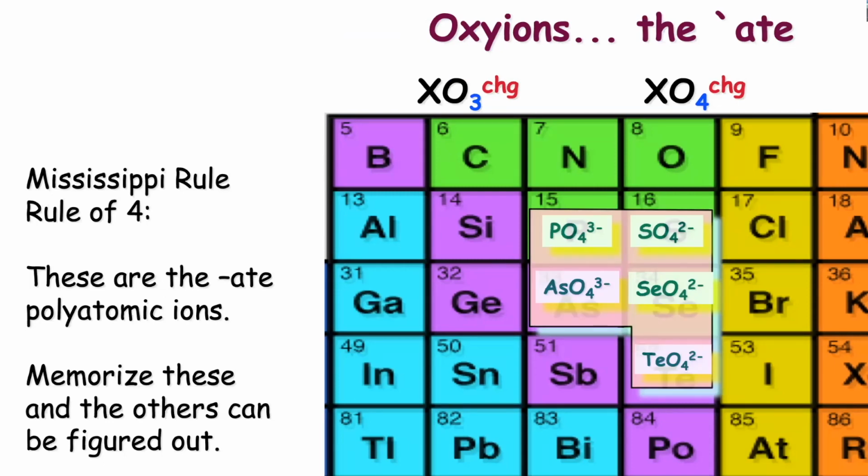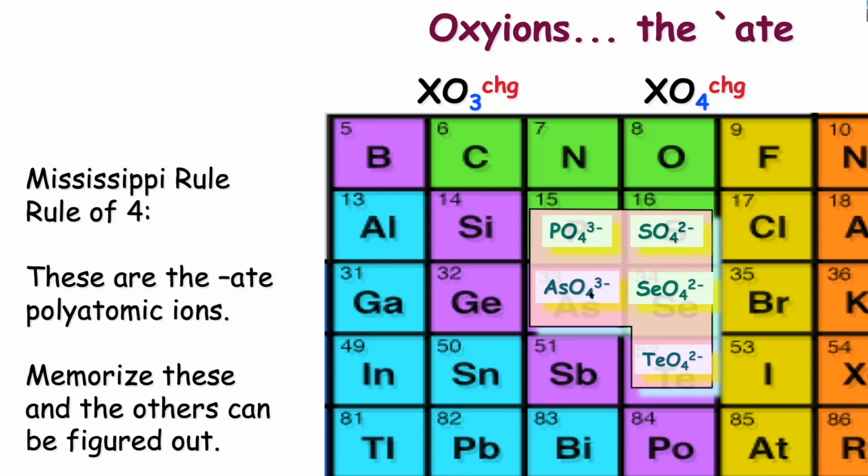Now, this is just something to help you remember these oxy ions. This is called the Mississippi rule, okay? This set of elements here looks like the state of Mississippi, and they all have 4 oxygens.